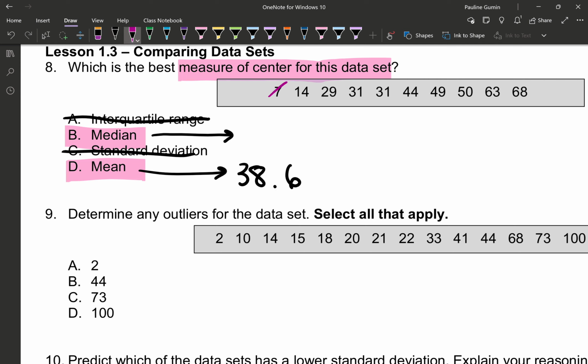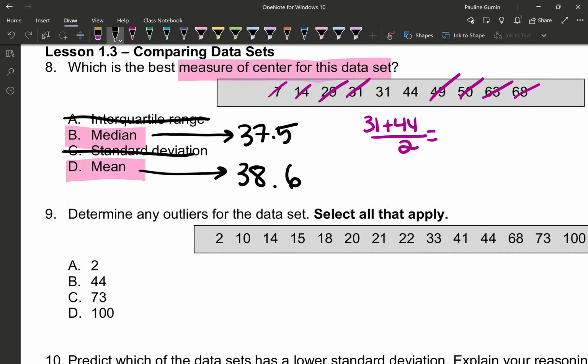For the median, we could kind of do that here. The numbers are in order. We got 2 numbers in the middle, so what you would do is 31 plus 44 divided by 2. 31 plus 44 is 75. 75 divided by 2 is 37.5.